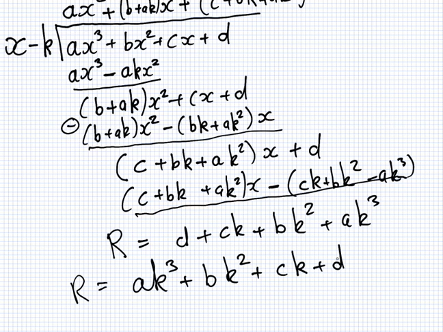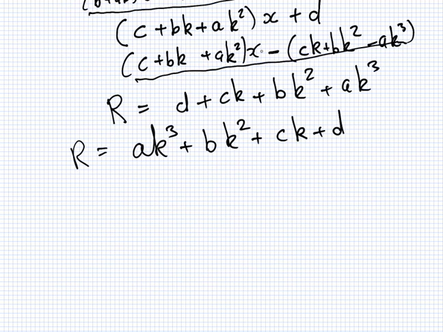Now does that formula look familiar? ak cubed plus bk squared plus ck plus d. Where have we seen it? Well look, that is the same as the question, isn't it? Except for one difference. What's the difference? k is replacing x.